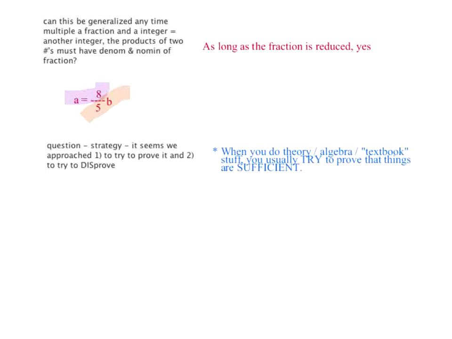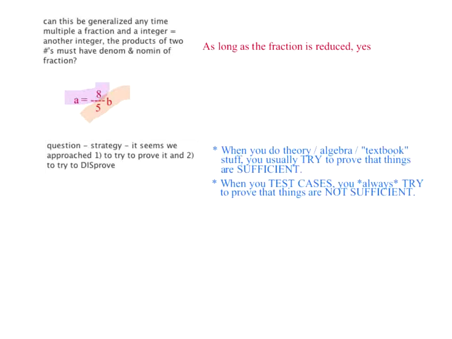When you test cases, you always try to prove that things are not sufficient, because that's what testing cases is. You're trying to be like, oh, can I get two different things to happen here? It's not what algebra is. Algebra is, can I get this to condense down into this cute little expression that I wanted? But testing cases is not, let me condense and simplify. Testing cases is, let me see if something will turn out more than one way.